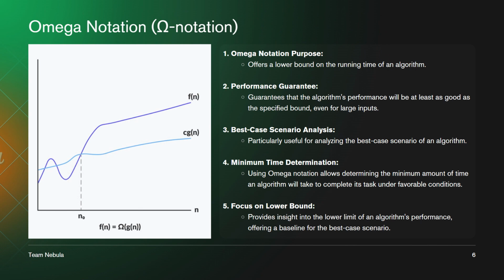Omega notation. Omega notation offers a lower bound on the running time of an algorithm. It guarantees that the algorithm's performance will be at least as good as the specified bound, even for large inputs. Omega notation is particularly useful for analyzing an algorithm's best-case scenario. By using omega notation, we can determine the minimum amount of time an algorithm will take to complete its task under favorable conditions.